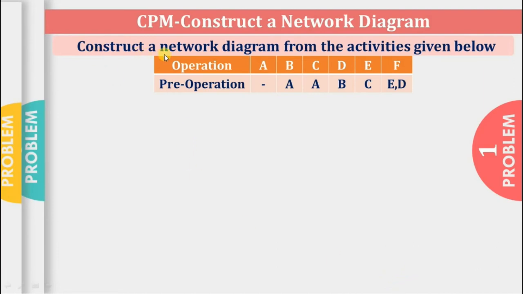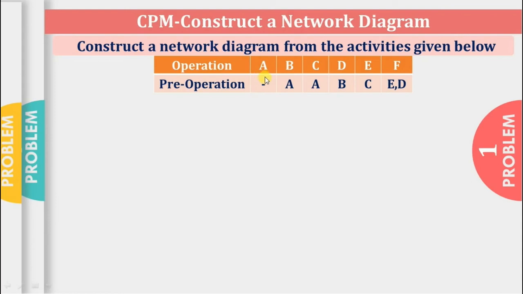Problem 1. Construct a network diagram from the activities given below. Here operations A, B, C, D, E and F are given in sequence and their pre-operations are given below. For operation A, no pre-operation, that means it's a starting operation or activity. For operation B, pre-operation is A, that means A is before B. And here in last, for operation F, there are two pre-operations.